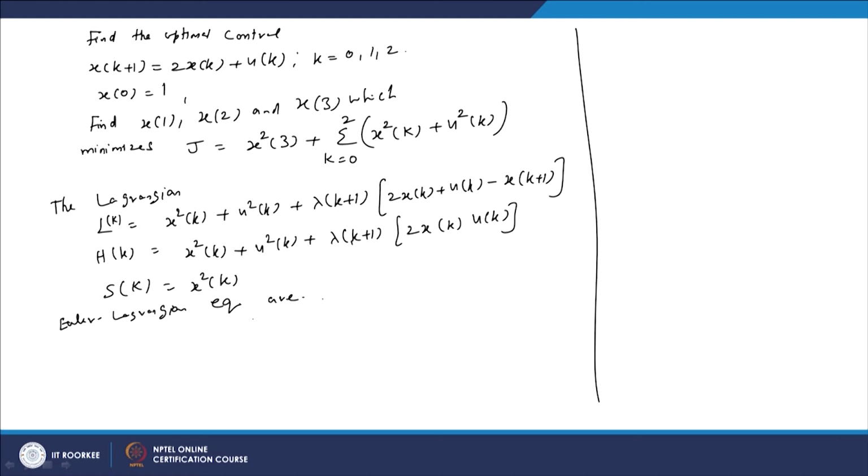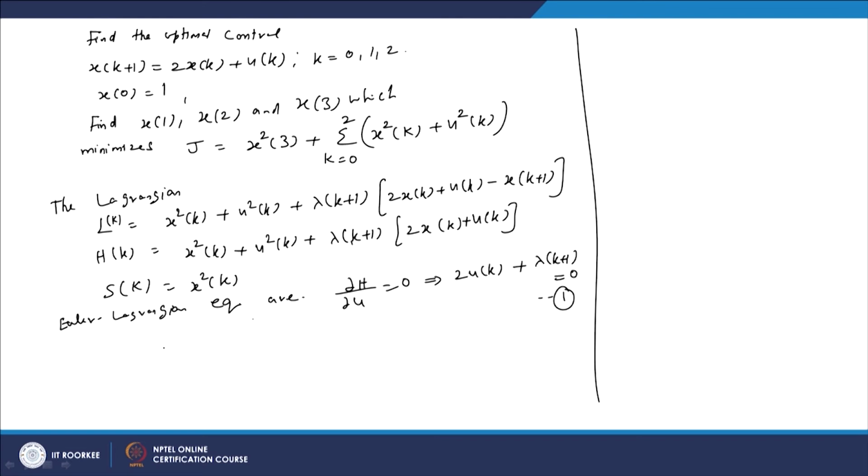So, they are given by del h by del u equal to 0, that is the first equation. So, del h by del u implies 2 u of k, and here, sorry, this is plus, here differentiate with respect to u of k, we will get lambda k plus 1 equal to 0. So, this is one equation. We can get u of k in terms of lambda k plus 1.